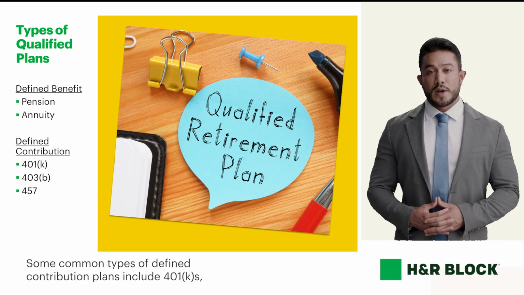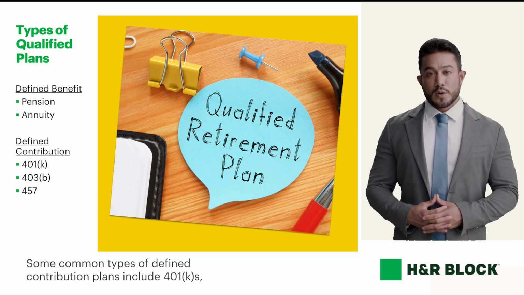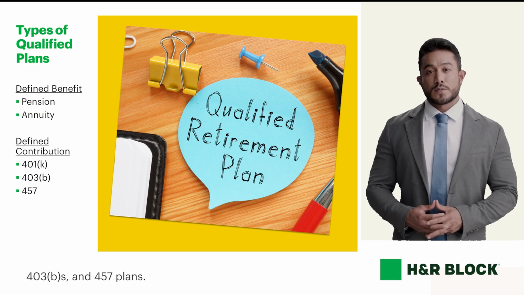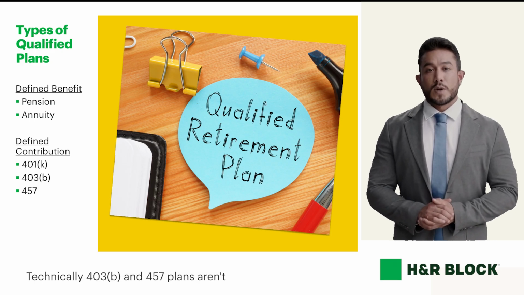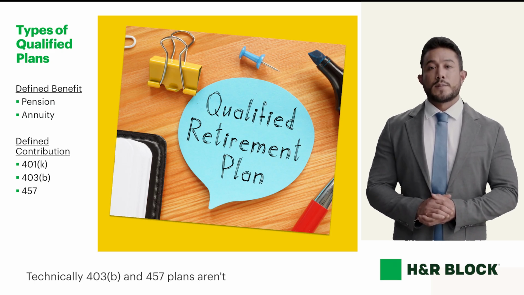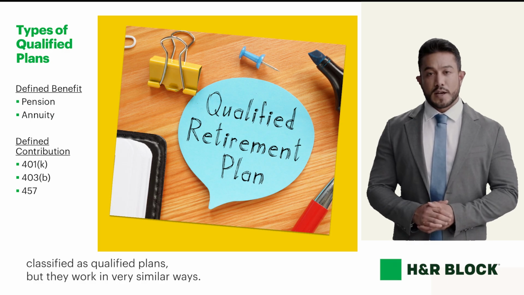Some common types of defined contribution plans include 401ks, 403bs, and 457 plans. Technically, 403b and 457 plans aren't classified as qualified plans but they work in very similar ways.